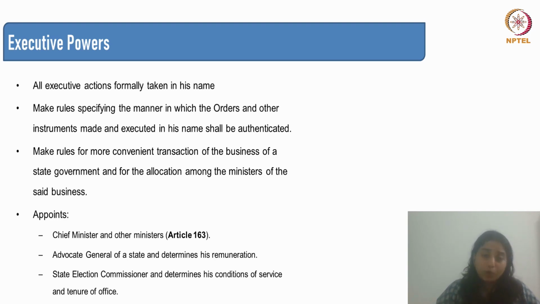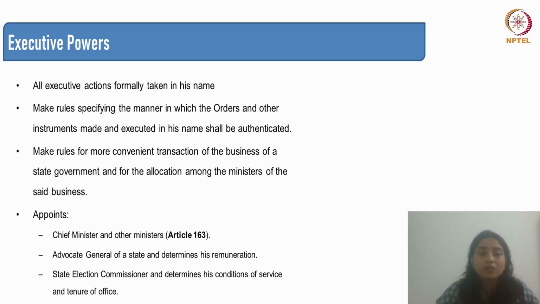The governor appoints the chief minister and other ministers, and this is provided under Article 163. However, once the governor appoints a chief minister, the roles become sort of reversed, and the governor would not be able to take any decision without the assistance and aid of the chief minister.